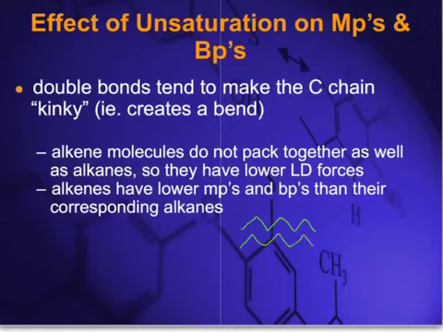However, in a molecule with a double bond, there is a kink or a bend in the molecule, and these molecules cannot pack closely to one another. As you recall, double bonds cannot rotate. Therefore, there is a bend or a kink in the molecule. The molecules cannot pack closely to each other, lowering the London dispersion force and lowering the melting point.